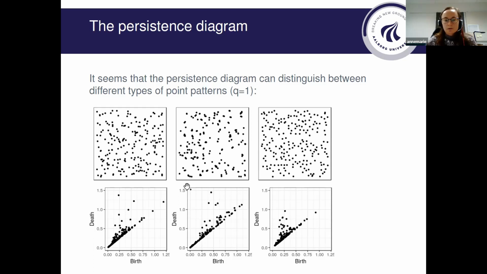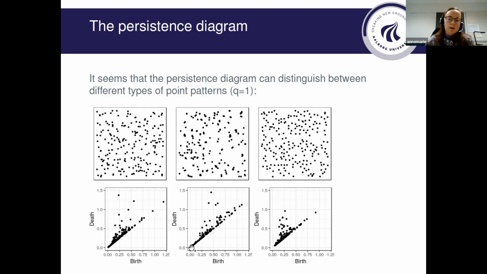And for comparison, if you look at the clustered point pattern here, we seem to have more points up in this region here with large birth and death times. And that corresponds to these larger empty regions in between the points. So I have the same intensity in these two point patterns, so the same expected number of points. Since the points cluster together, then in between the clusters, there will also be more space. And that's what we see with these points up here.